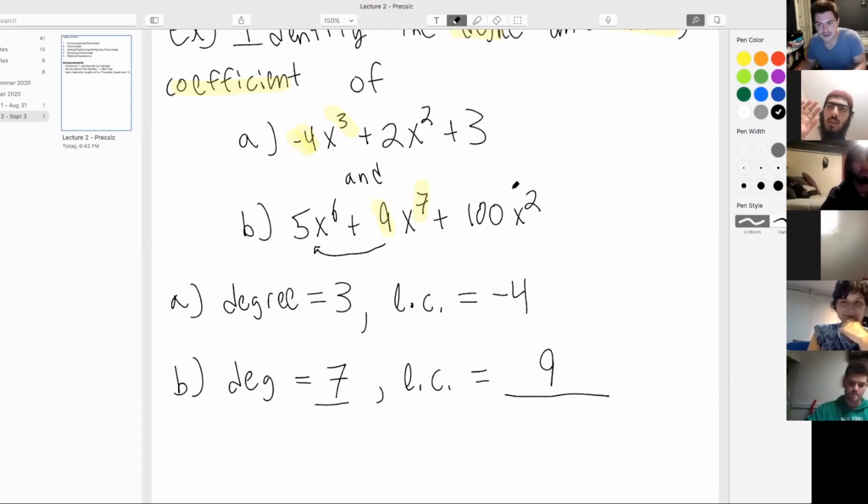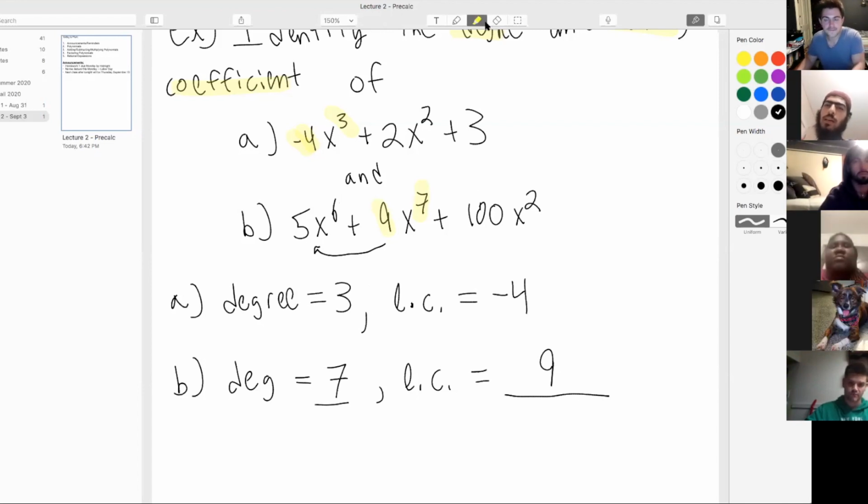Do polynomials have to be in a specific order? For example, does 9x^7 have to come first? Great question. Typically, we will write polynomials with the highest power first and then go down gradually. That's called the standard form of a polynomial. So yes, I wrote it in this weird order on purpose, just for the sake of the example. But typically it'll be highest power first and so on.